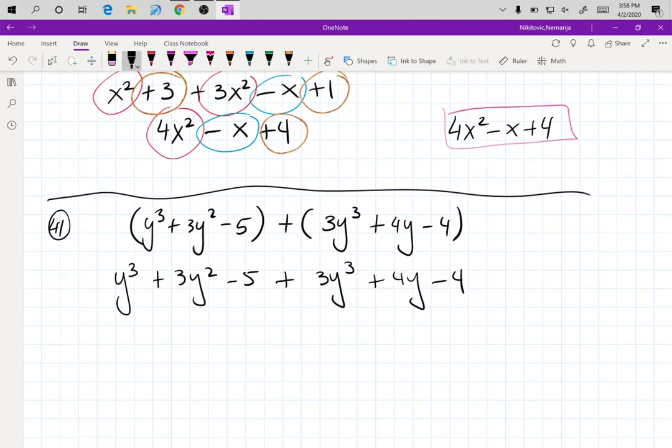So y cubed plus 3y cubed, those are the like terms. Then let's go with red. 3y squared does not have a pair. 3y squared is on its own. Then y doesn't have a pair anywhere, right? That's the only term that has a single y. And finally, let's use black, it stands out. There we go. Constant term.